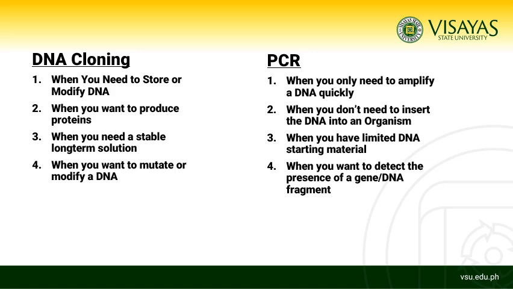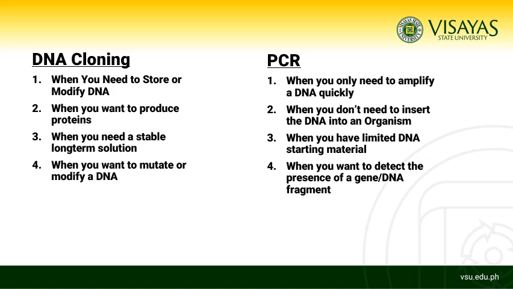Second is if you want to insert a gene into an organism. So if you want to insert this gene to study its function, or if you want to express it or make a protein, then you should do cloning. For example, if you want to insert a human gene into a bacteria to produce insulin, then you will do cloning instead of PCR.